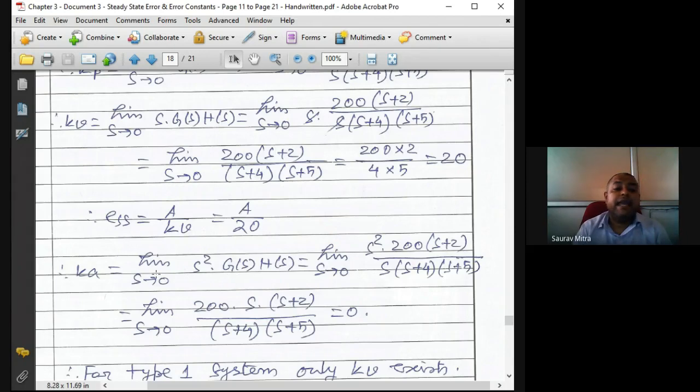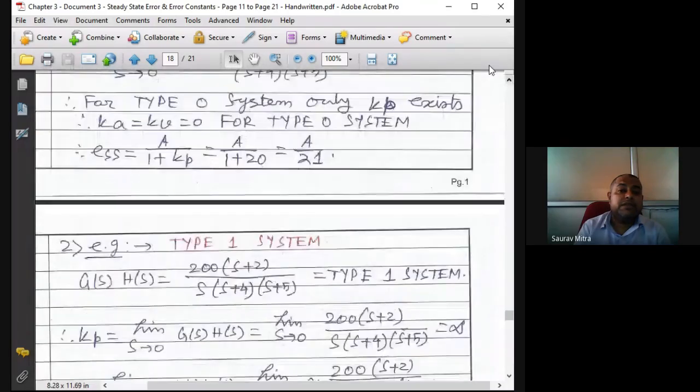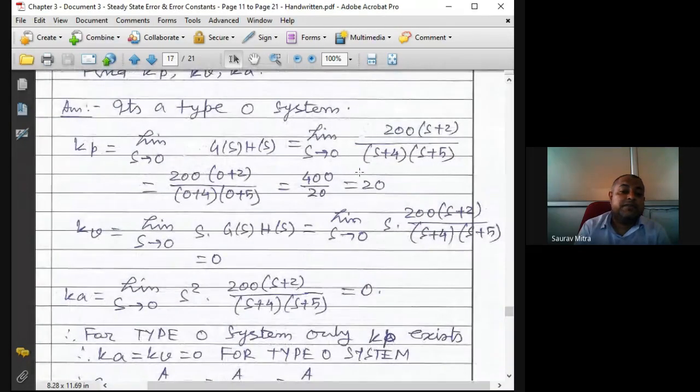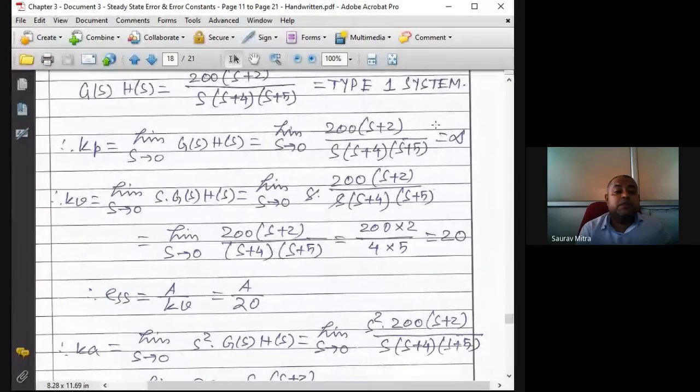Last thing, find what is Ka. Ka is nothing but the acceleration error constant. That is limit s tends to 0 of s square G(s)H(s). Substitute s square equal to 0 and you will find that the acceleration error constant becomes equal to 0. So if it is a type 0 system, as in the previous case, the positional error constant becomes finite, the velocity error constant becomes 0, and the acceleration error constant becomes 0. But if it is a type 1 system, as in these two examples, the positional error constant becomes infinity, the velocity error constant becomes finite, and the acceleration error constant is still 0.